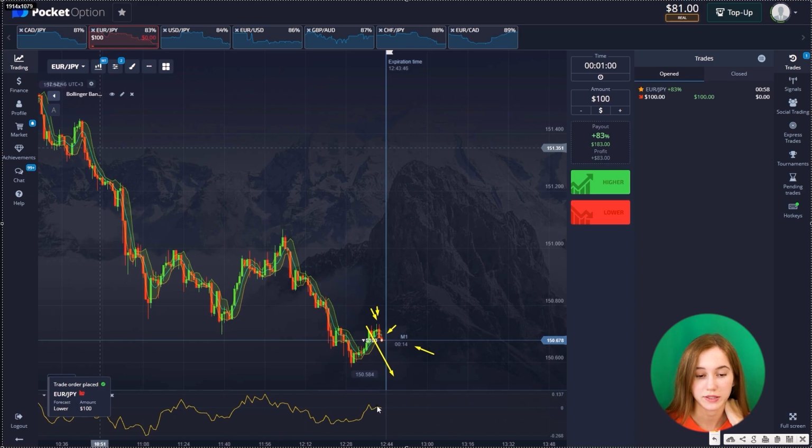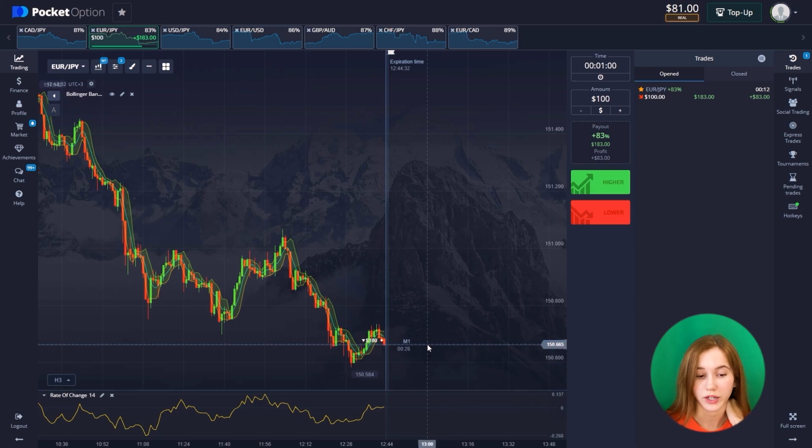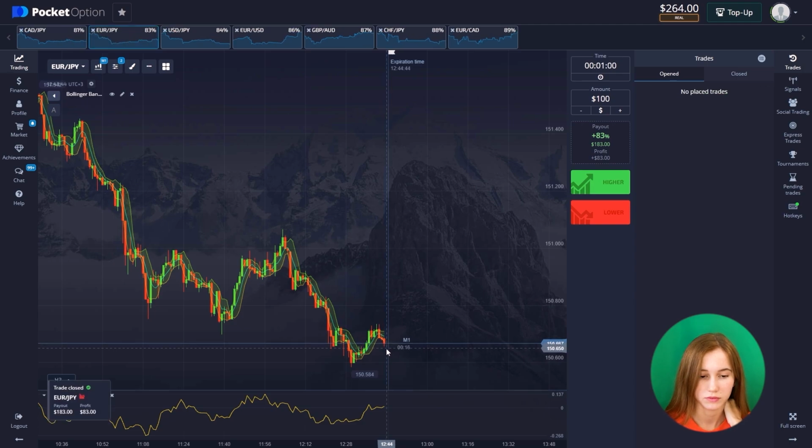Rate of change, we see the 0 mark, its lower position confirms our desire, then our voting rate gradually decreases. 8 seconds left until the end of the deal. $83. Let's move on.